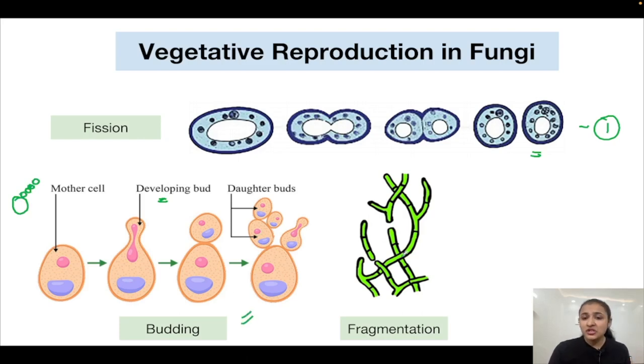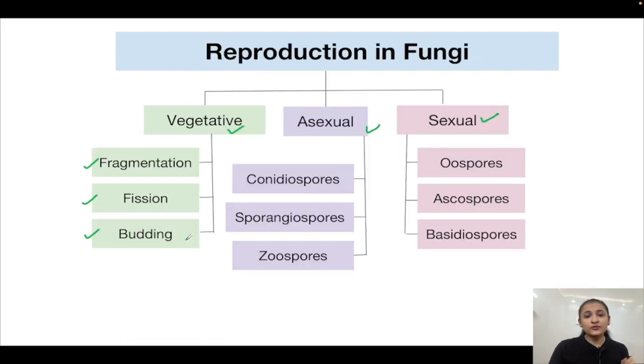Then in fragmentation, the hypha divides into various fragments, and each of the fragments can grow into a mature individual. So these are the various ways in which vegetative reproduction happens. That means no sexual structure or spores are being formed, just the parent body splitting or fragmentation is happening and new organisms are being formed. So this was about vegetative reproduction in fungi.